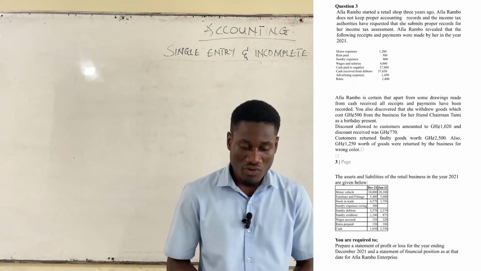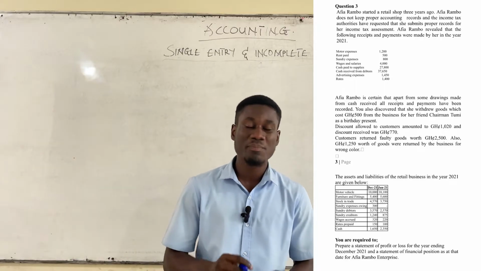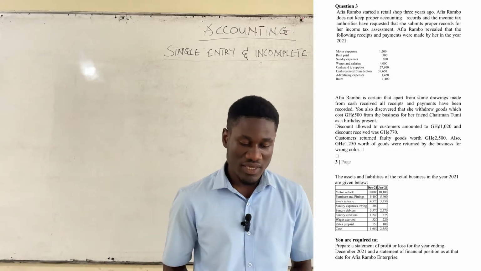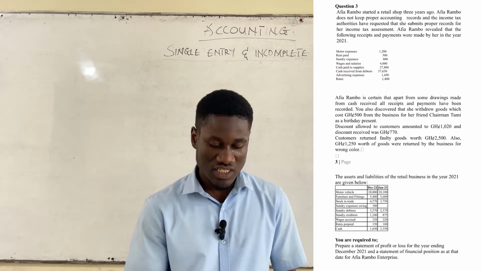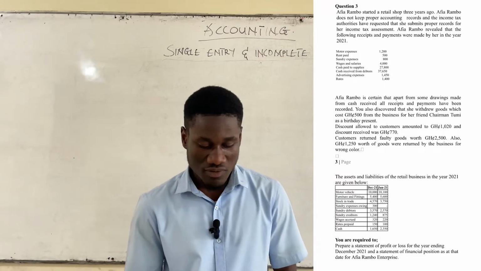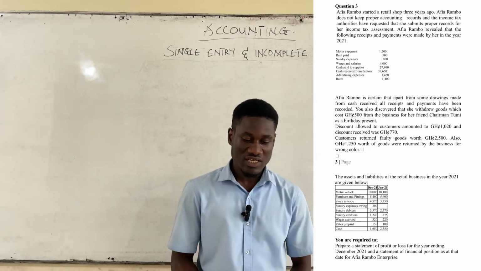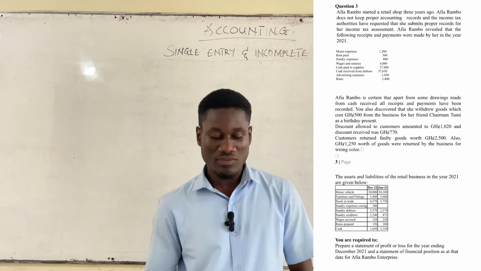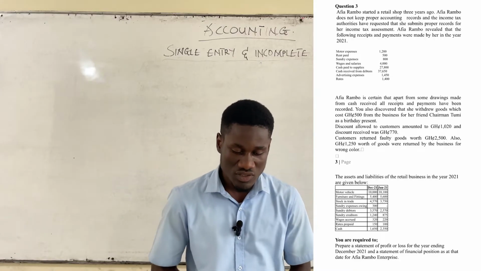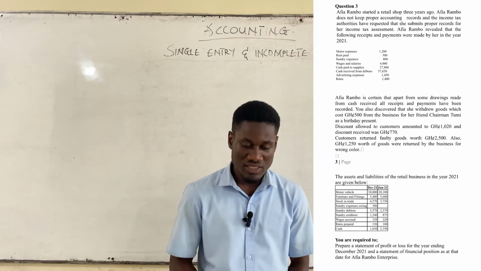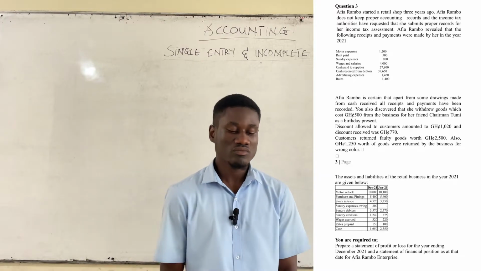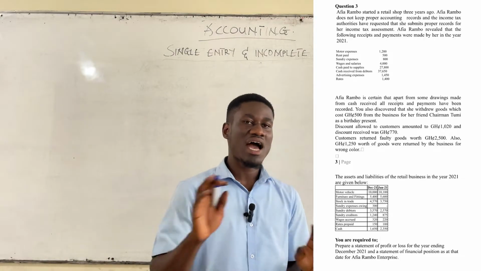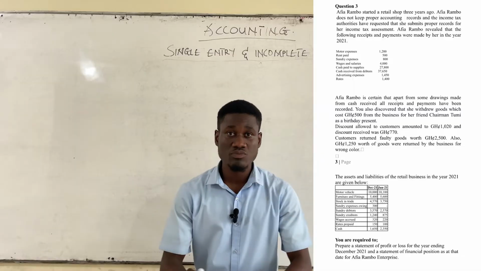Good. So Efia Rambo revealed that the following receipts and payments were made by her in the year 2021: motor expenses, rent paid, sundry expenses, wages and salaries, cash paid to suppliers, cash received from debtors, advertising expenses, rates. Efia Rambo is certain that apart from some drawings made from cash received, all receipts and payments have been recorded. So apart from the drawings he made from the cash received from debtors, every other payment and receipt regarding the cash book has been recorded.